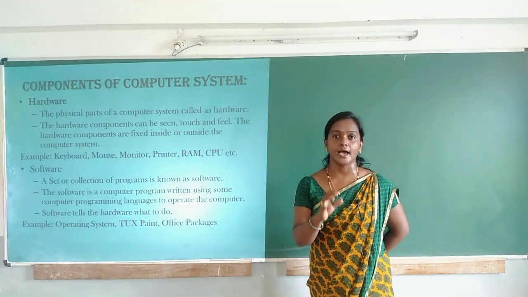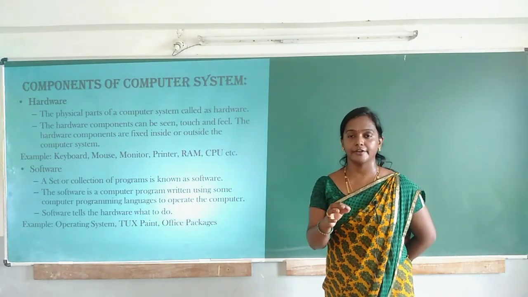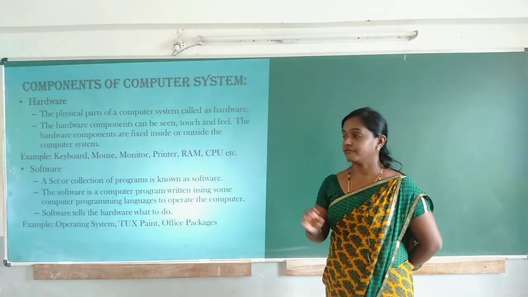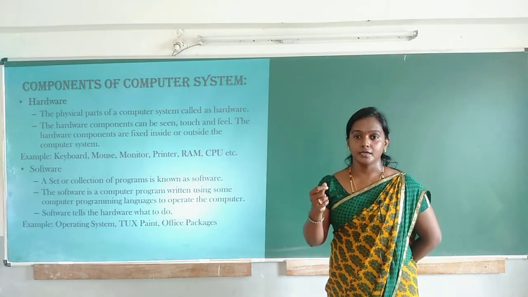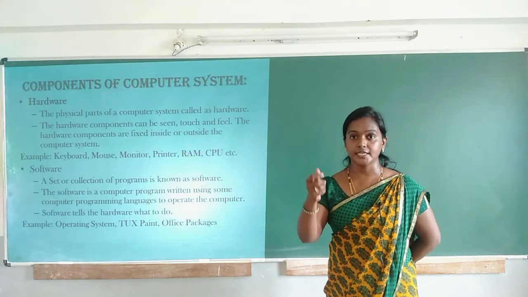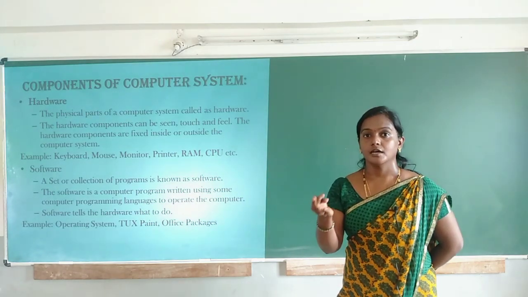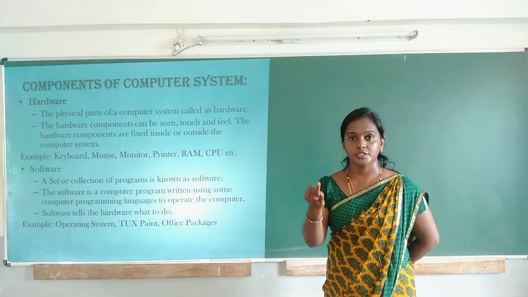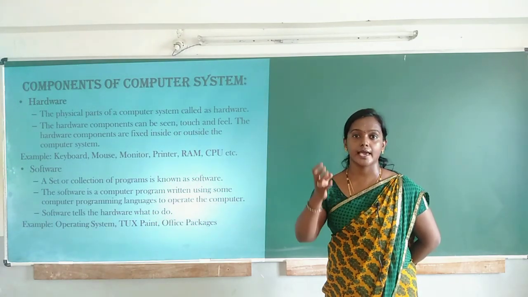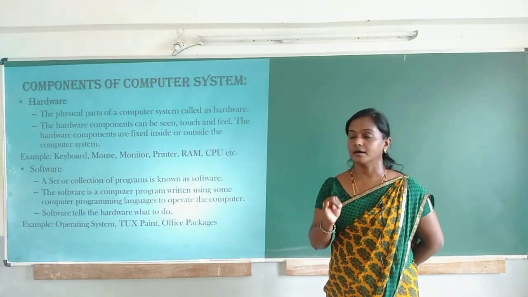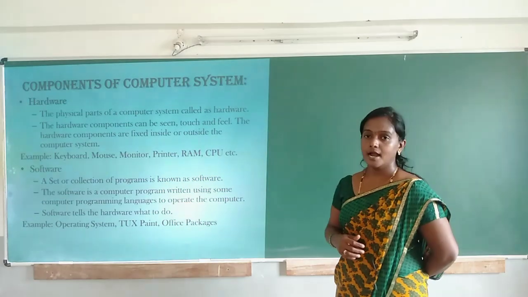First thing is hardware. What is hardware? Hardware is the physical part of the computer which we can touch and feel. So you can touch a monitor, you can touch a mouse, you can touch a keyboard. All these things are hardware, and the memory devices like pen drive and hard disk all come under hardware. The physical parts of any computer, we call hardware.